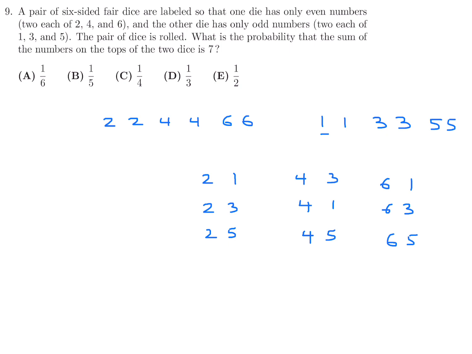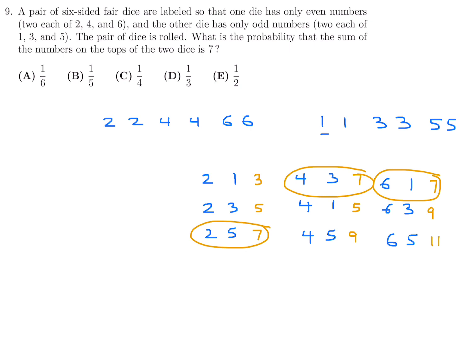So now we have to figure out the sums. This sum is 3, 5, 7. These sums are 7, 5, and 9. And this sum is 7, 9, and 11. So how many sums total are 7? This one, this one, and this one. So of the 9 possible combinations, there were 3 that totaled 7. So 3 over 9 is the answer, but in lowest terms, of course, it's 1 over 3. So number 9, the answer is D.